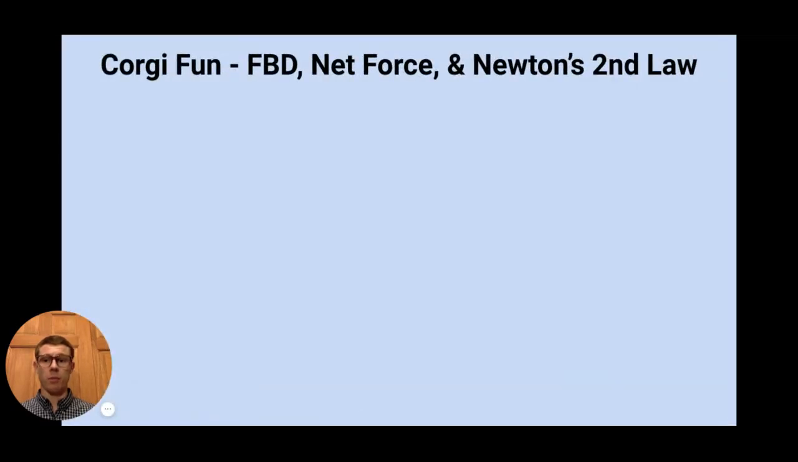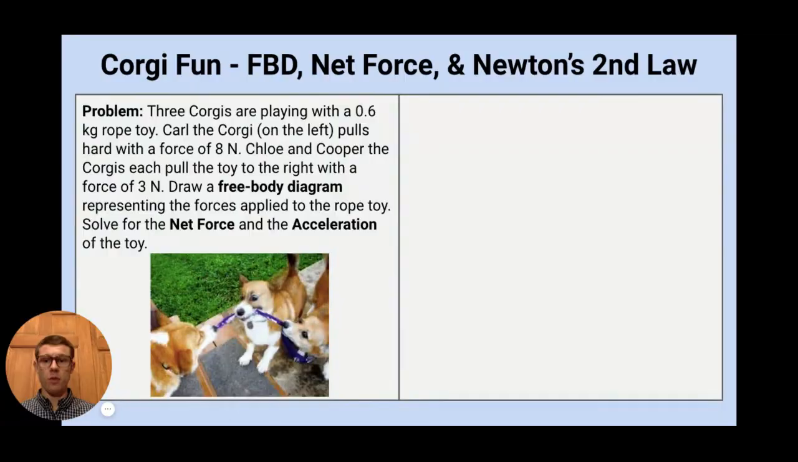All right, here's one last problem. Some fun with corgis. So 3 corgis are playing with a 0.6 kilogram rope toy. Carl the corgi, on the left, pulls hard with a force of 8 newtons. Chloe and Cooper, the corgis, each pull the toy to the right with a force of 3 newtons. Draw a free body diagram representing the forces, and then solve for the net force and the acceleration of this toy.